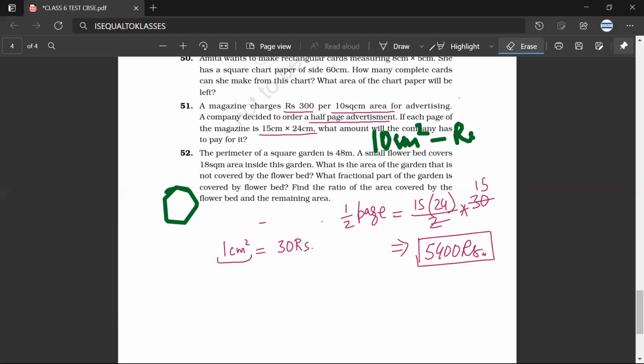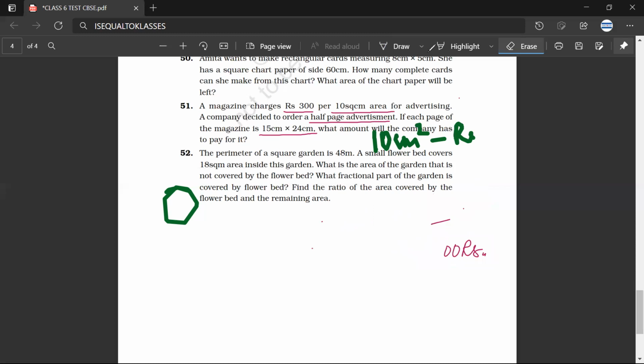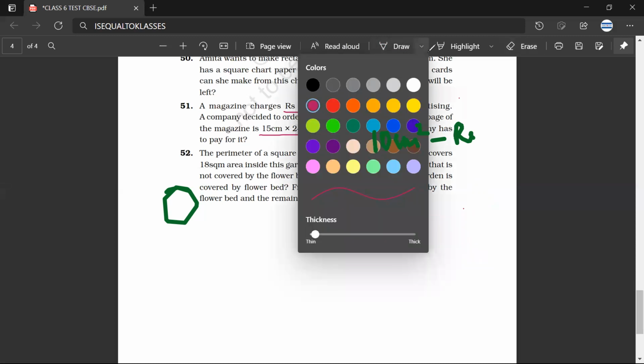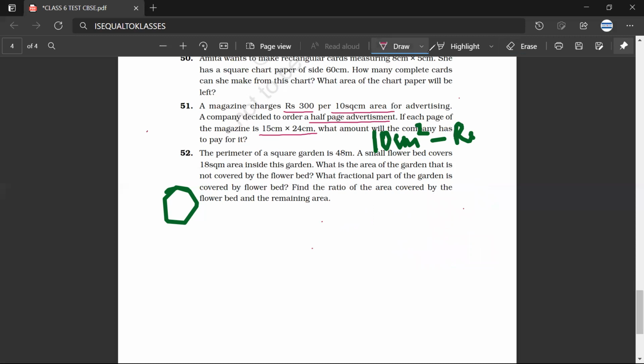Mr. Sarthak, can you read the question number 52? Can you read the question first? Yes, sir. The perimeter of a square garden is 48 meters. A small flower bed covers 18 square meters area inside this garden. What is the area of the garden that is not covered by the flower bed? What fractional part of the garden is covered by the flower bed? Find the ratio of the area covered by the flower bed and the remaining area.